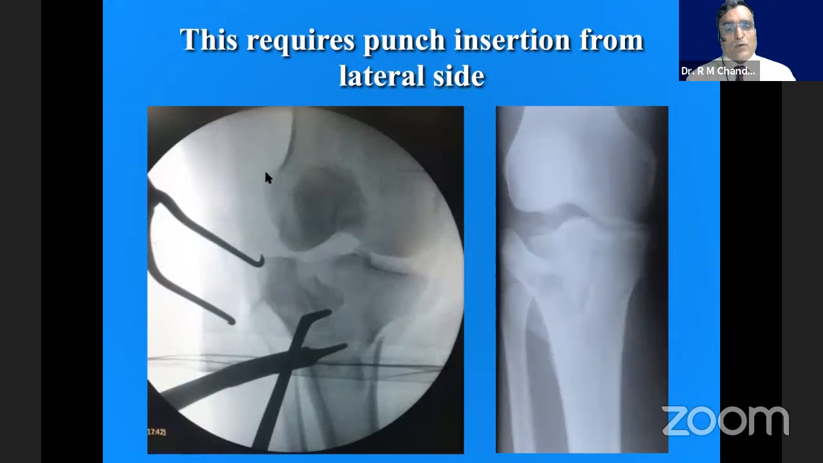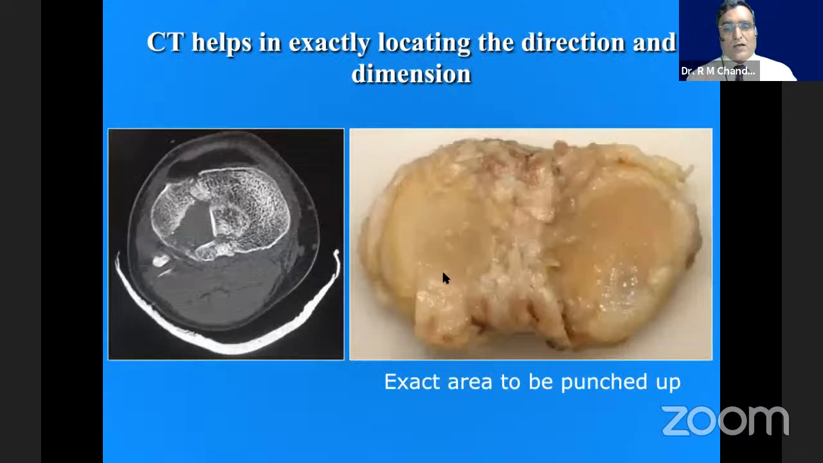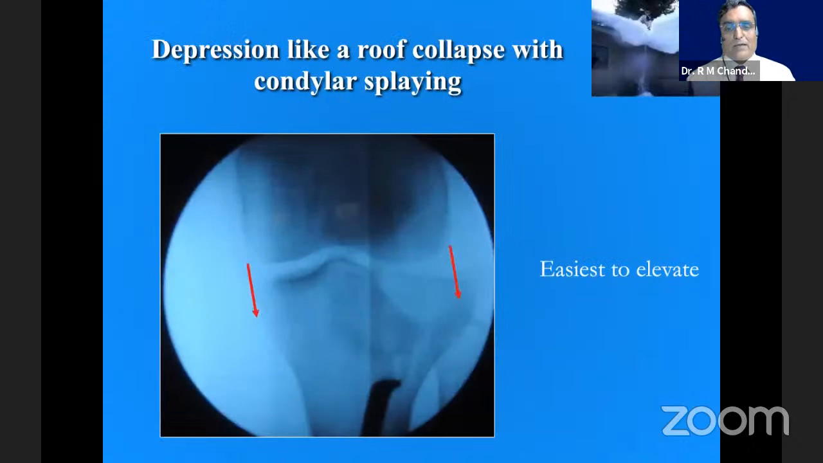Now, this requires a punch from the lateral aspect. You can't elevate it from a medially inserted punch. So this fragment would go up with the laterally inserted punch, as you can see here. So here I would introduce a K-wire, and with the K-wire, I would joystick it into back position. The exact area to be punched is given by this section so that we can exactly elevate the depressed fragment.